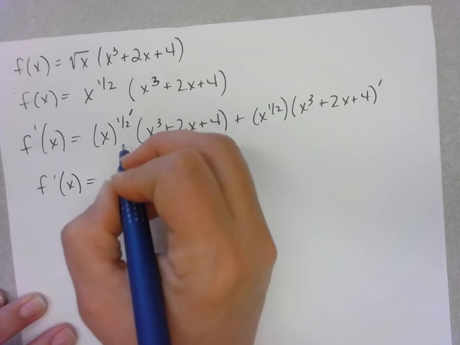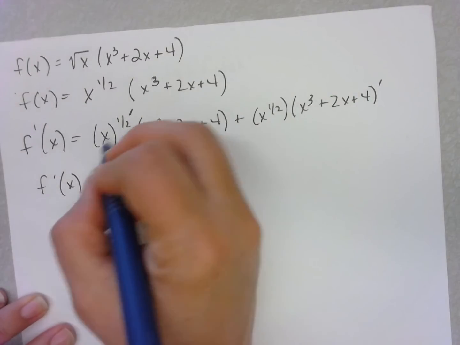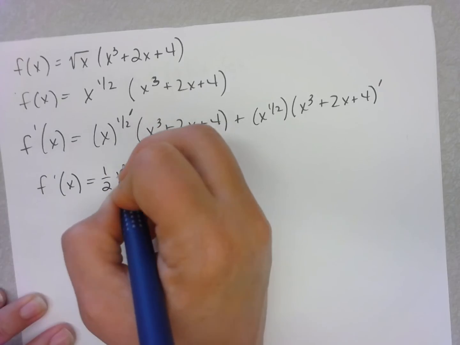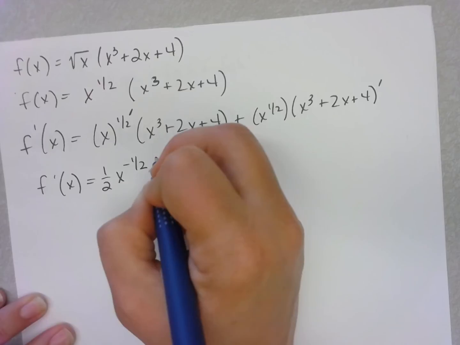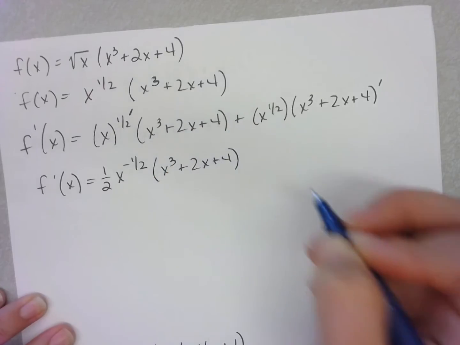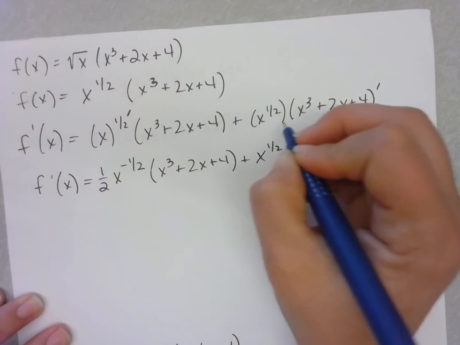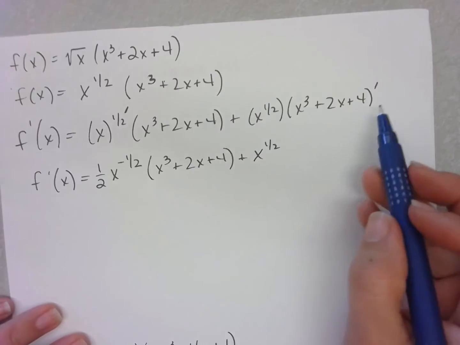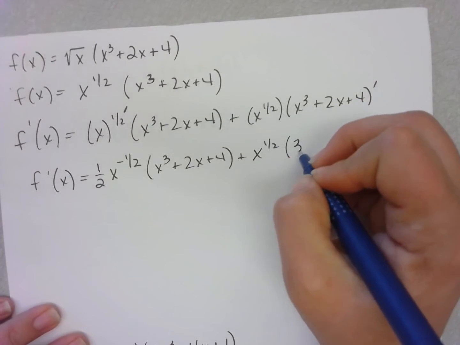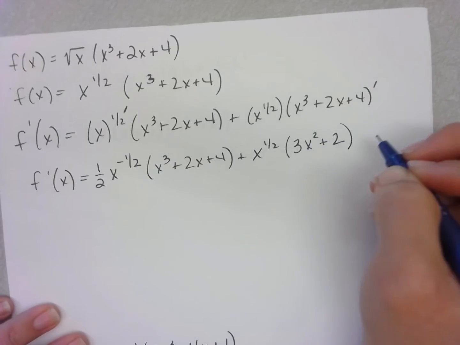So f prime of x is equal to, okay, I'm doing the derivative of x to the 1/2. My power rule says I pull down the half, x to the half minus 1, which is negative 1/2. Then this is here, nothing happened to it. It's exactly the same as it used to be. And then over here I have an x to the 1/2. I'm not doing anything to it. I just need to take the derivative of this. The derivative of x cubed is 3x squared, and then this is plus 2.